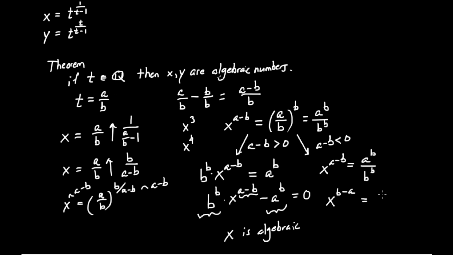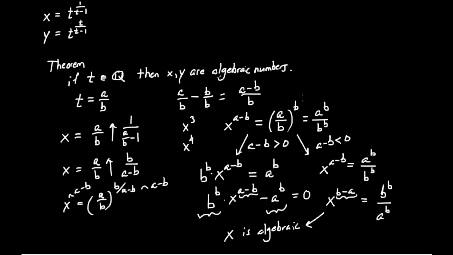Just do some more rearranging. And I take the reciprocal of that right-hand side, and I get b to the b power over a to the b power, and then I just rearrange as usual, and then I come up with a slightly different polynomial equation here with a different degree. Instead of a minus b degree, it's going to be b minus a degree. So this would show that x is algebraic.